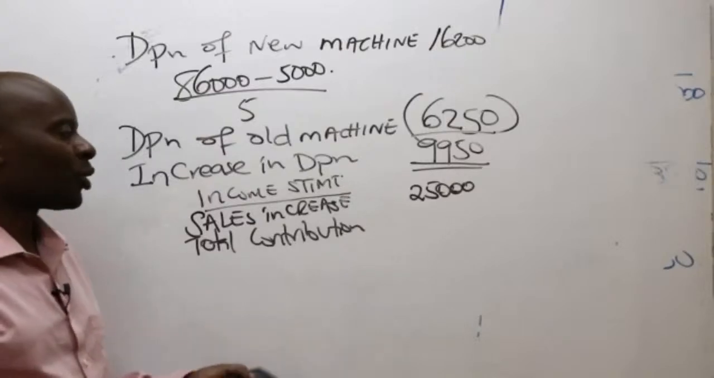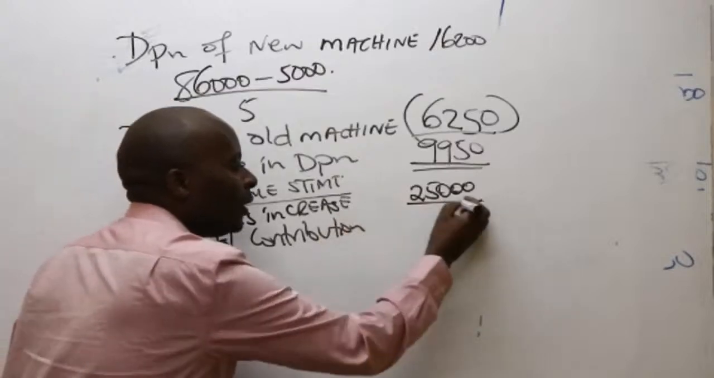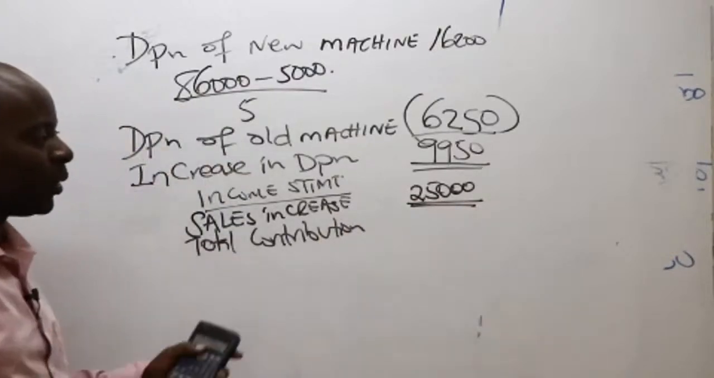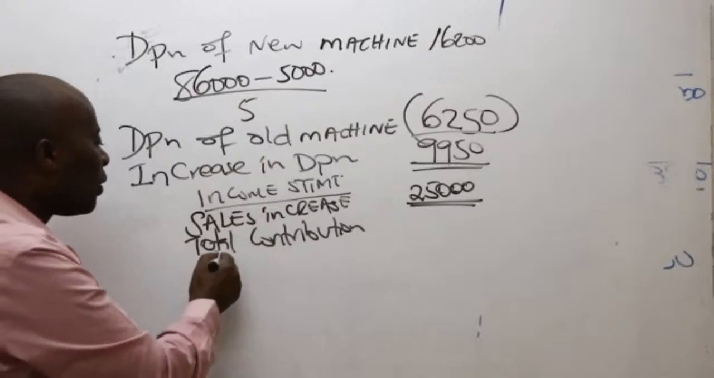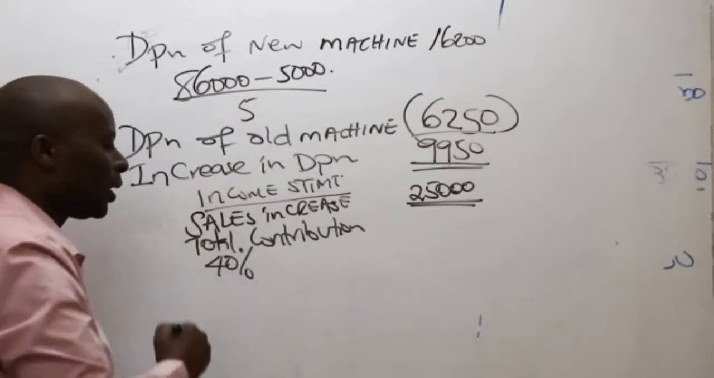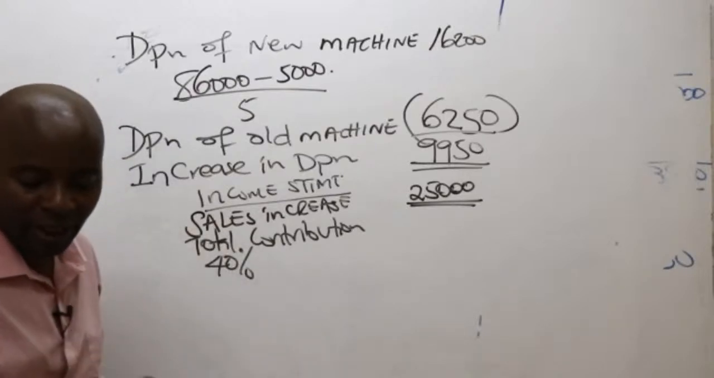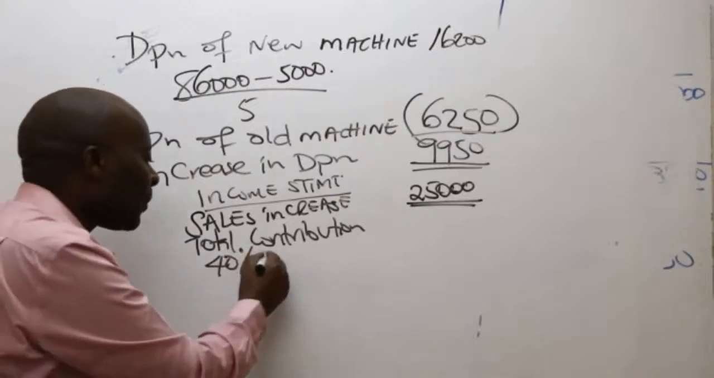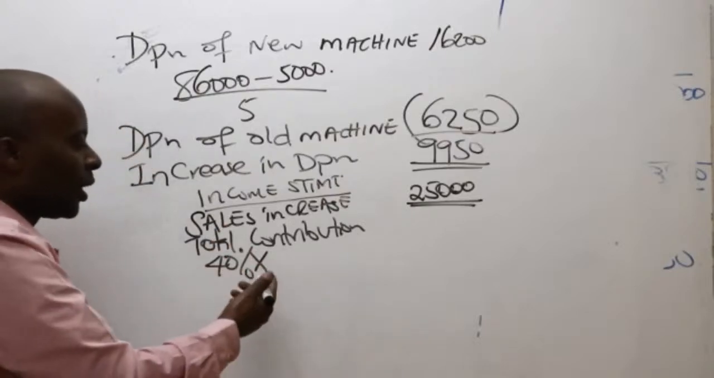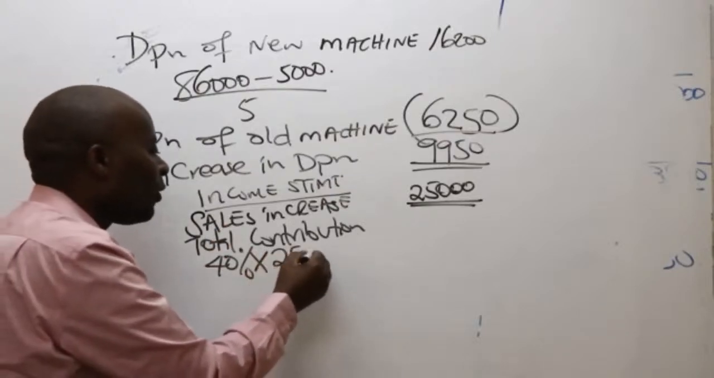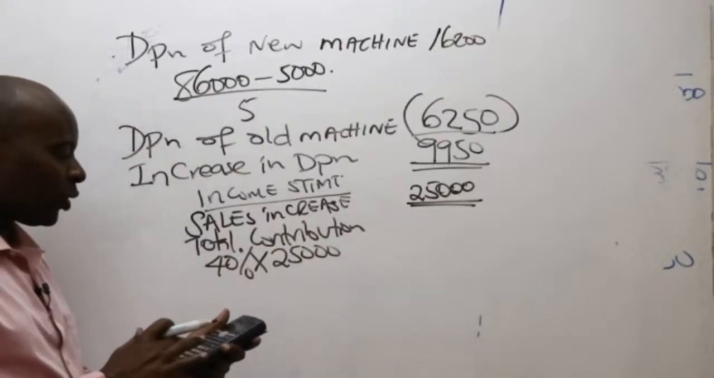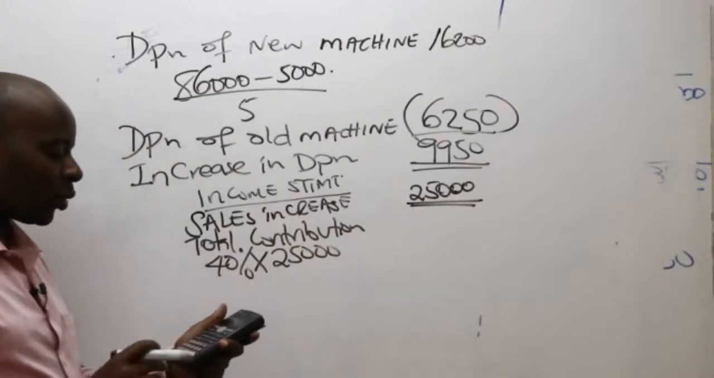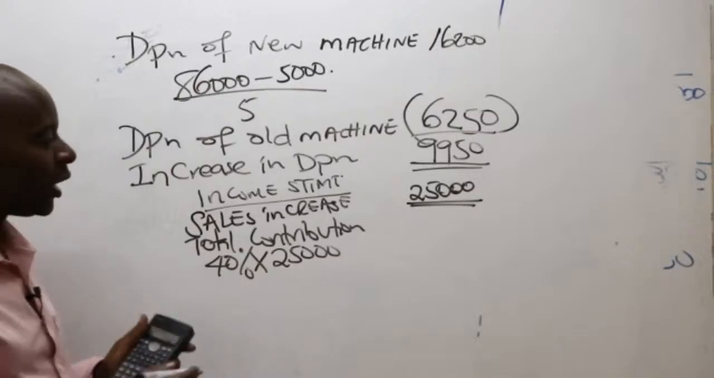For the total contribution, I'll double underline this, meaning that is the final figure. We have been told the contribution margin is 40%. So it will be 40% of the sales increase. 40% of 25,000 will give me what figure? We have 0.4 times 25,000, which will end up giving us, ladies and gentlemen, 10,000 shillings.